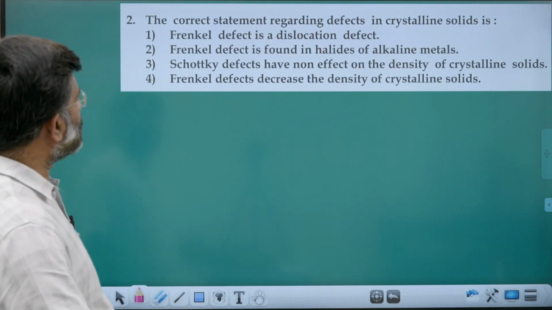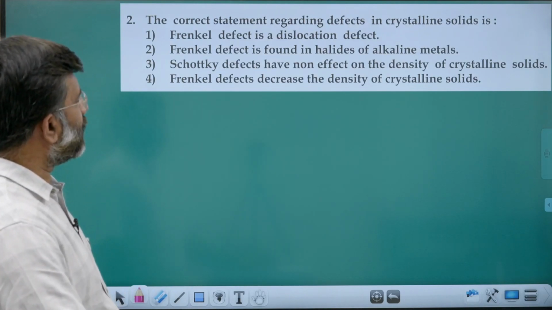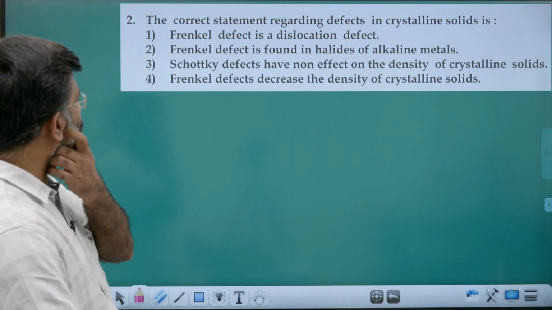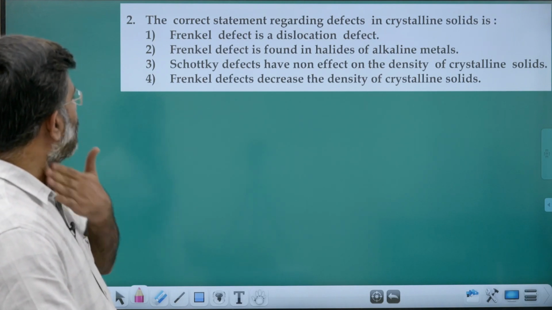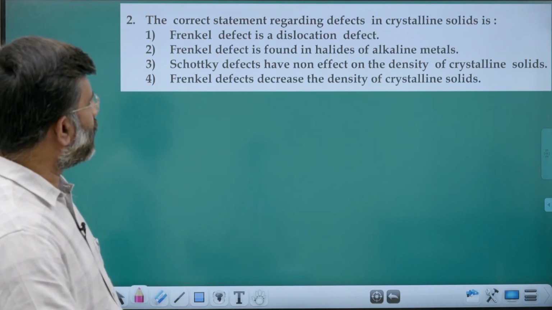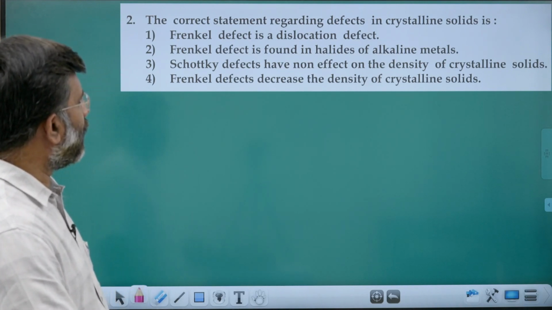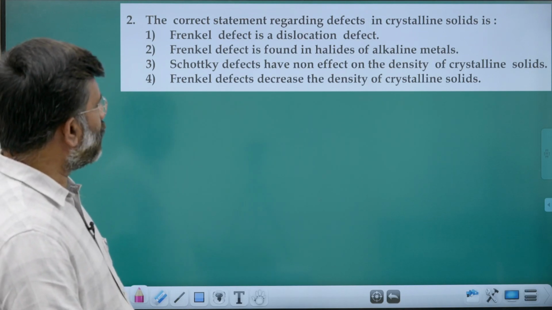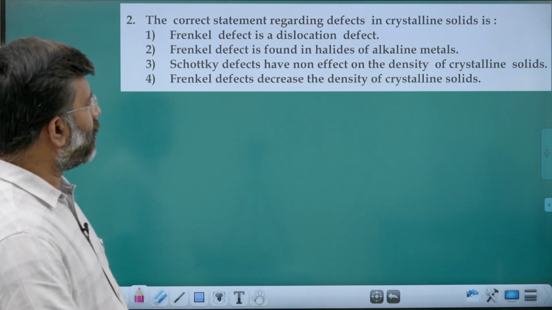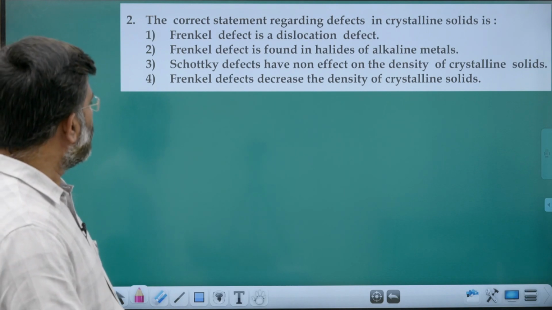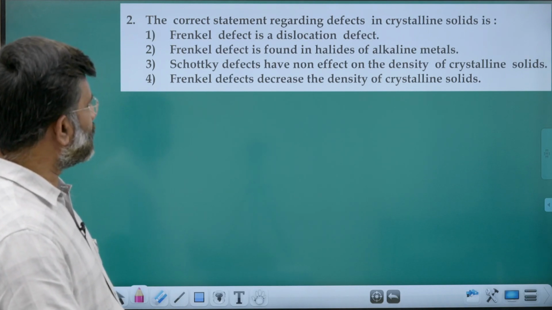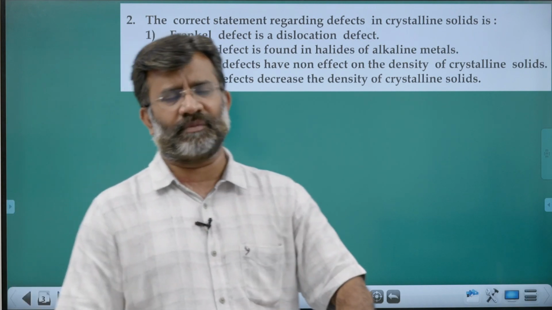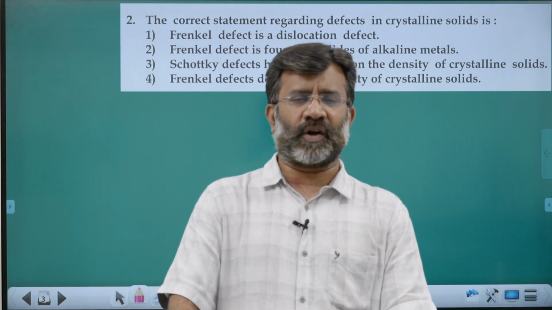The correct statement regarding defects in crystal solids. Frenkel defect is a dislocation defect. Frenkel defect is found in halides of alkaline metals. Schottky defect has no effect on density of crystalline solids. Frenkel defect decreases the density of the crystalline solids. The fundamental statements are about the Frenkel defect and Schottky defect.